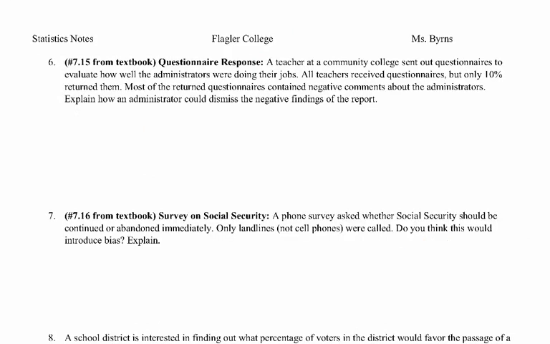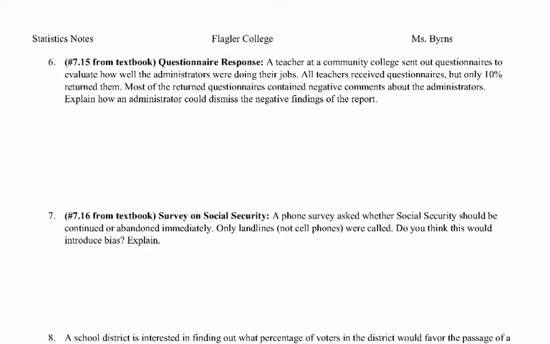Let's try this one. A teacher at a community college sent out questionnaires to evaluate how well the administrators were doing their jobs. All teachers received the questionnaires, but only 10% returned them. Most of the returned questionnaires contain negative comments about the administrators. Explain how an administrator could dismiss the negative findings of this report.